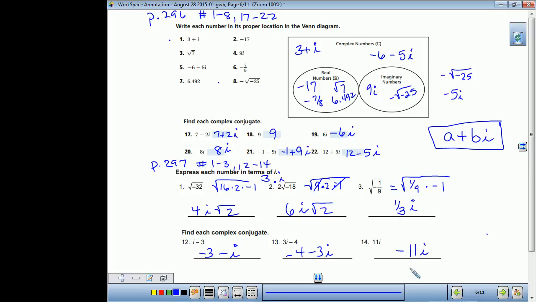That'd be positive 4? No, the number doesn't change. We just negate the imaginary part. The real part does not change. We negate the imaginary only.